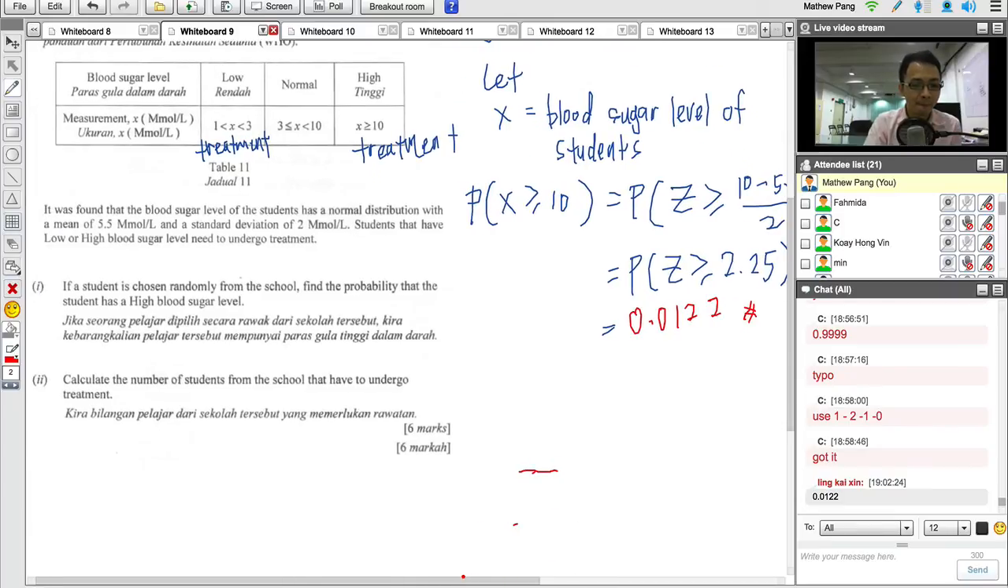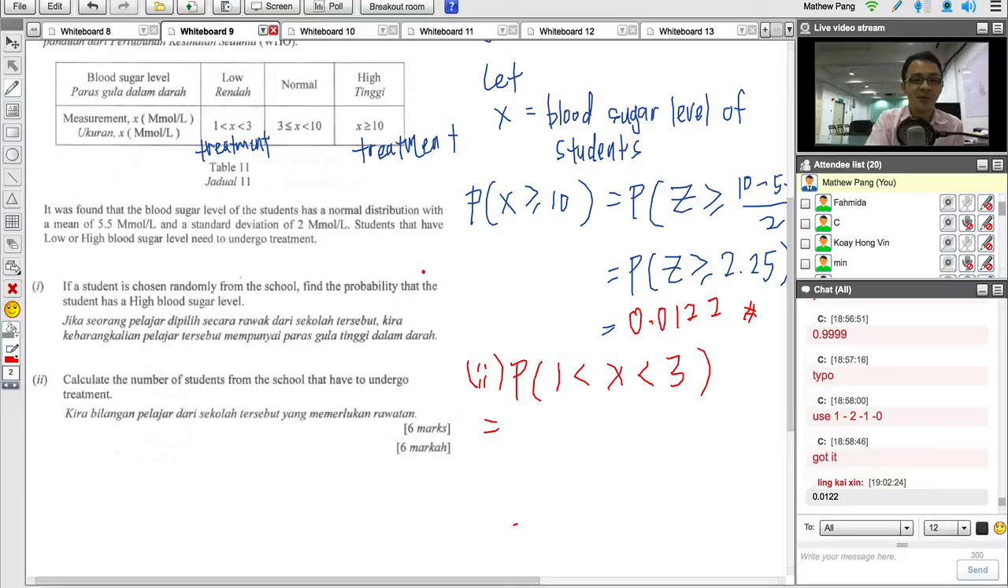Okay, for part 2: calculate the number of students from the school that have to undergo the treatment. You already found the probability for high blood sugar levels. Now you just need to find low, and then sum up the total. Low must be between 1 and 3, based on the information we have.